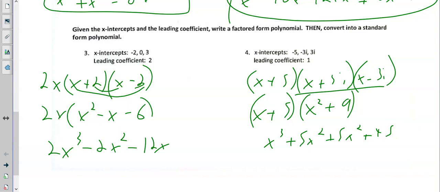Never mind, I did a repeat on this. So x times x squared is going to be x cubed. 5 times x squared is right there. And then this is going to be 9x and 45. And that's it.